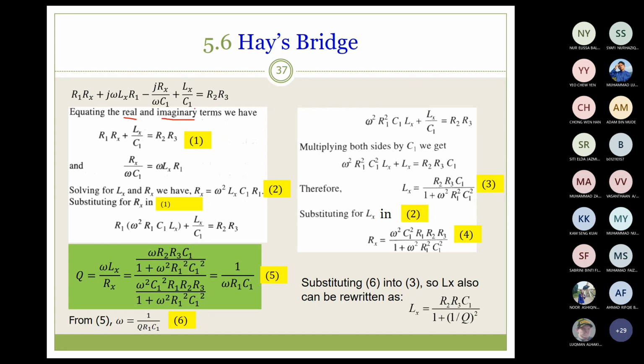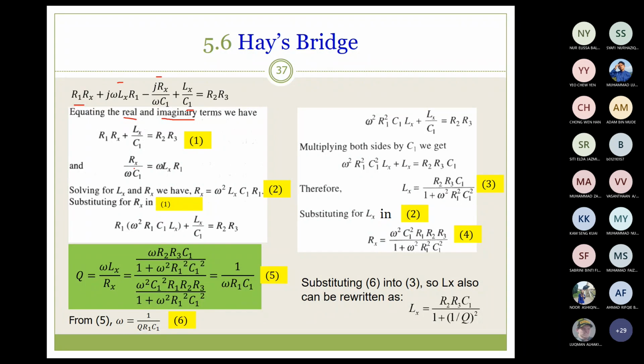This is after we break the bracket. Then we can see here there is a real term and also an imaginary term. The real term that we get is R1 Rx plus Lx over C1 is equal to R2 R3. Then we can find the Rx here.